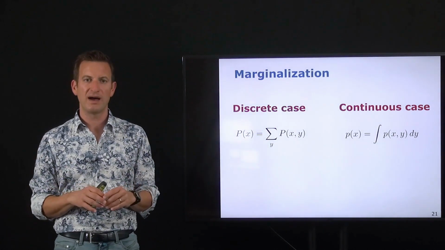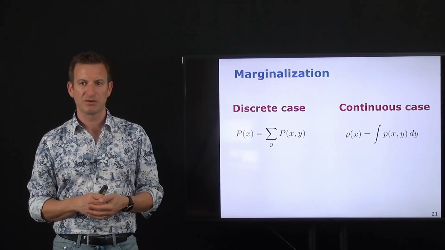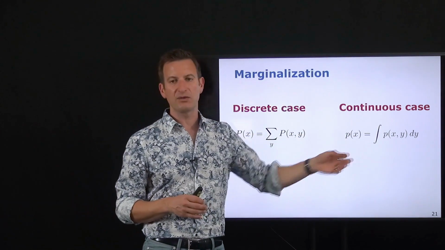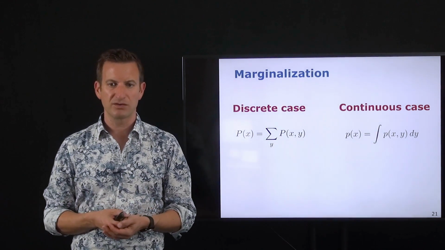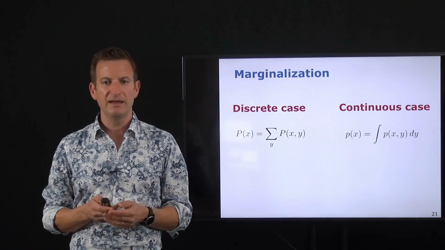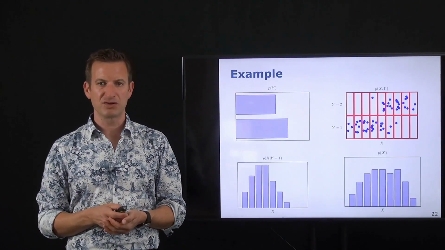I can get rid of y by summing over all possible outcomes. Again, summing or integrating over, depending on whether I'm in the discrete case or in the continuous case. Okay, let's have a look at a small example for visualization.